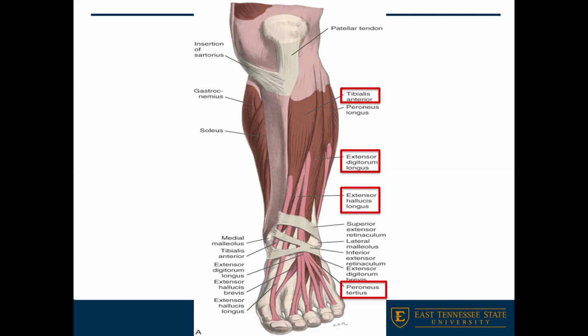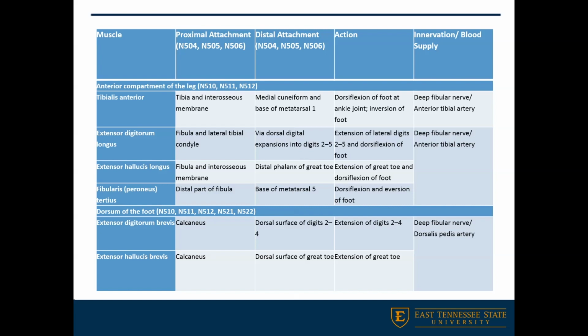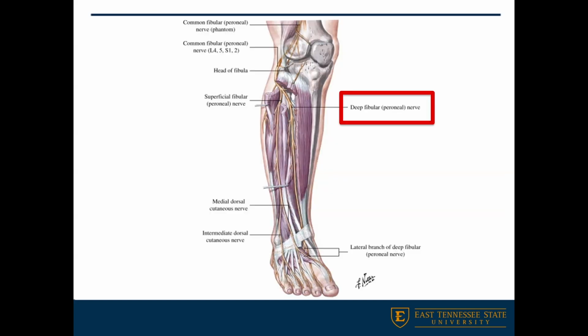Its innervation is the deep fibular nerve, and its blood supply is the anterior tibial artery. All right, so this is basically what we just went through on the previous slide. However, I've put it into words for you. You'll also find a copy of this in the handout so that you can familiarize yourself with this. Next, let's move on to the neurovascular structures of the anterior compartment.